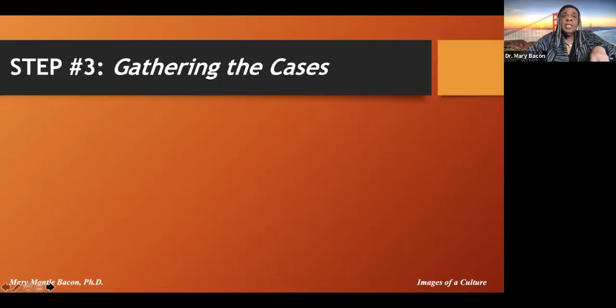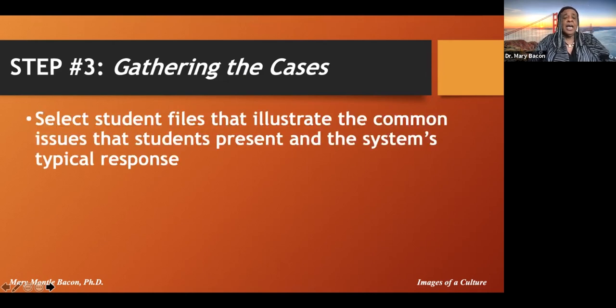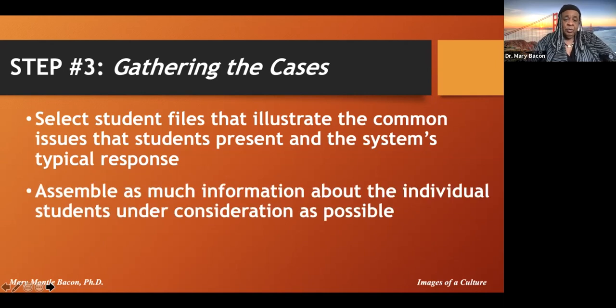Great. So step 1, we've identified our focus. Number 2, we've assembled the team, and James gives you an example of how he went about assembling his. The next thing, step 3, is we've got to gather the cases that we're going to have them look at. It is much better for the administrator to have selected some student files that might illustrate the issues that students present and that you want that group to be able to notice as they go through the process.